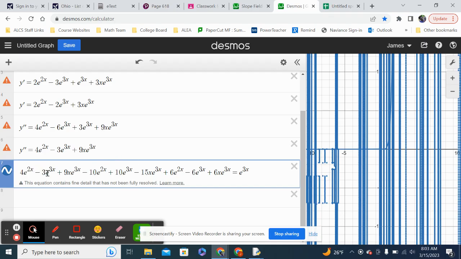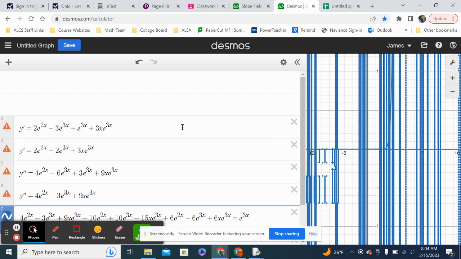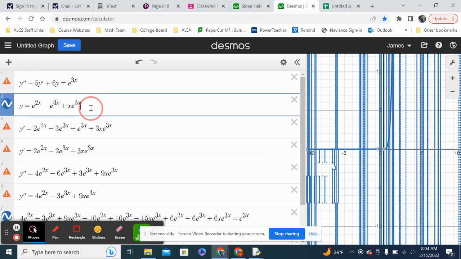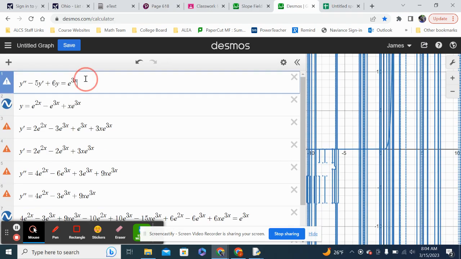Now the e to the 3x terms, I have minus 3e to the 3x, I have plus 10e to the 3x, and I have minus 6e to the 3x. That does add up to 1e to the 3x. So the entire left side, combined like terms, simplifies down to e to the 3x, and I get an identity. It's the same exact thing. So that's all we had to do. We verified that this is, in fact, a solution to this. Good. All right, so that's one of the things you want to be able to do.